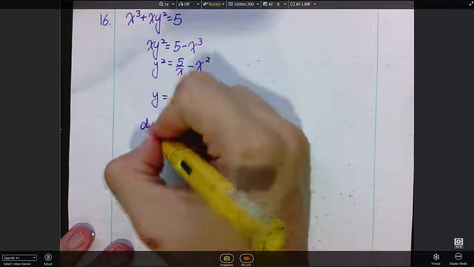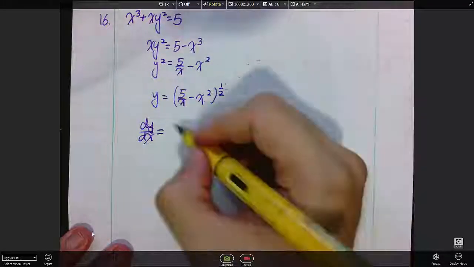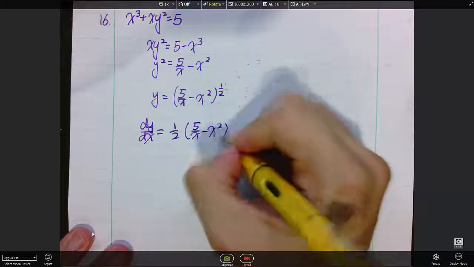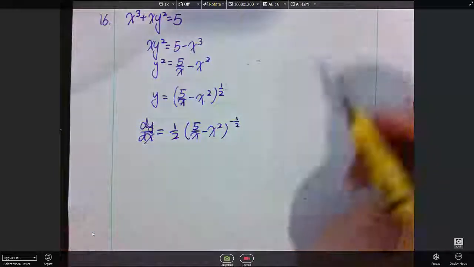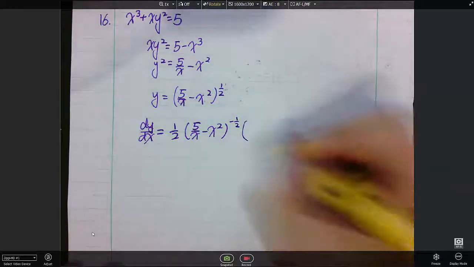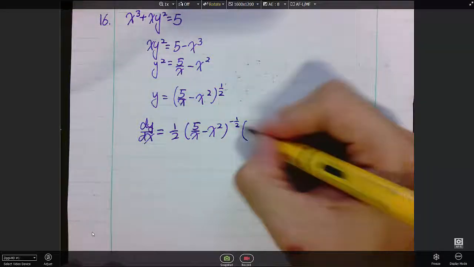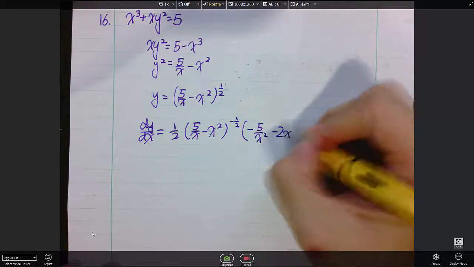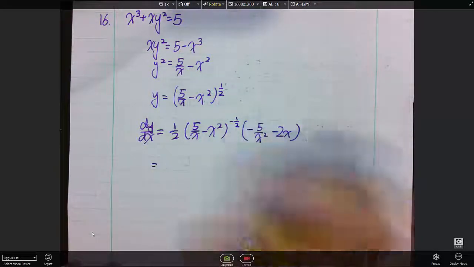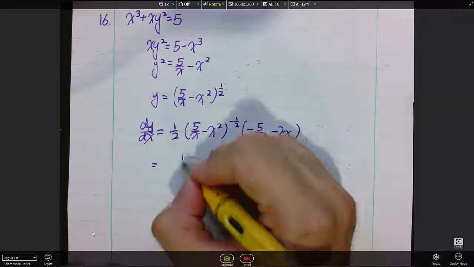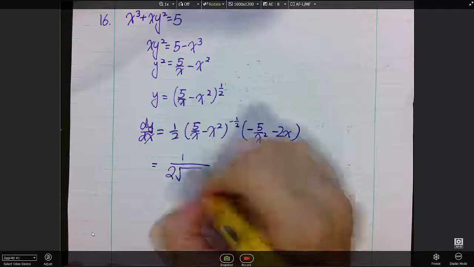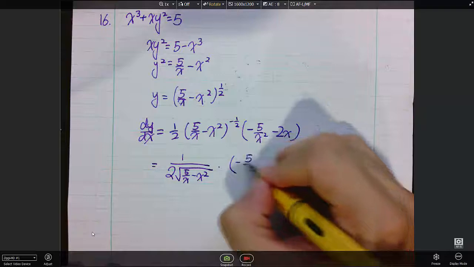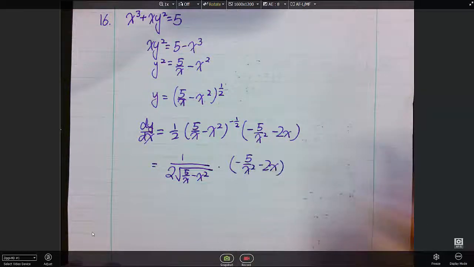Then I start to find my dy/dx. I do half times (5 over x minus x squared) to the power of negative half. Don't forget that this is chain rule, so I have to differentiate inside my brackets as well. I differentiate this and get minus 5 over x squared minus 2x. If you want to simplify everything, I get 1 over 2 square root of (5 over x minus x squared) times (negative 5 over x squared minus 2x).